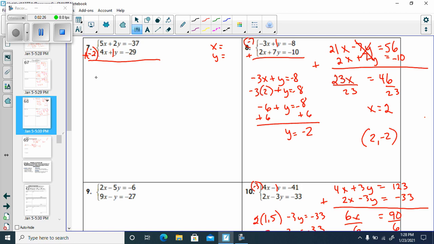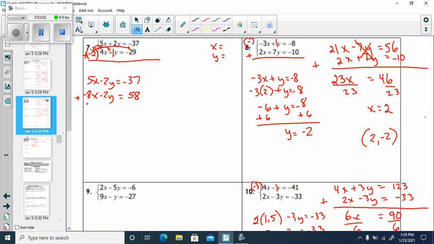So let's use our distributive property. First let's deal with what we've got: 5x minus 2y is equal to -37. All right, now let's use the distributive property. -2 times 4 is -8x, and remember, you're always adding these. -2 times 1 would be -2y. -2 times -29 would be positive, let's see, what would that be? Positive 58, right?